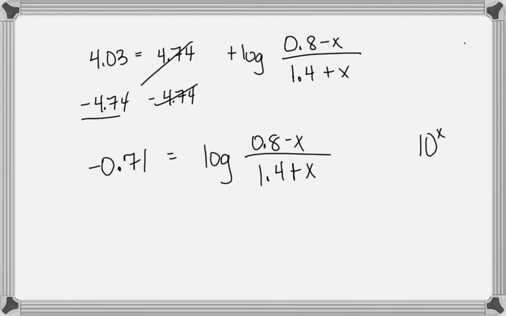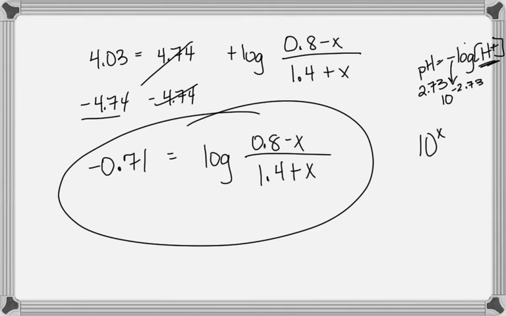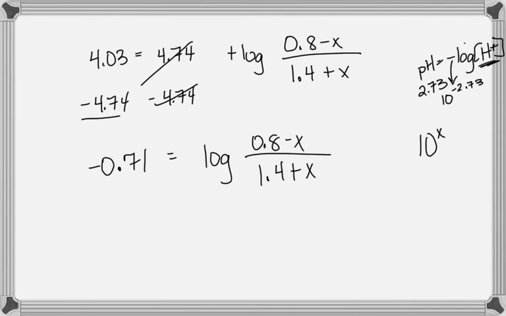Now, you're used to doing this on your pH calculation, right? When you go pH is negative log of H, and therefore, if I give you a pH of 2.73, to figure out what H is, you say 10 raised to the negative 2.73. Now, the reason you're raising it to the negative is because of this negative right here. What we have here, we're not going to have to do that. We're not going to put a negative there. It's negative because it's in the problem.